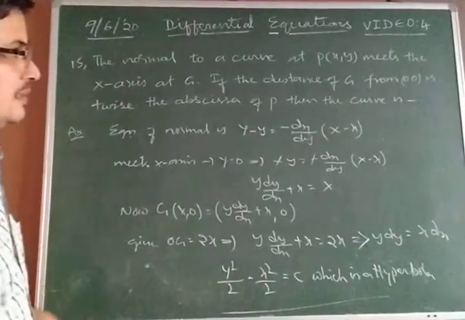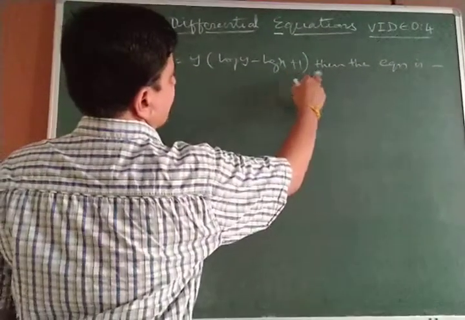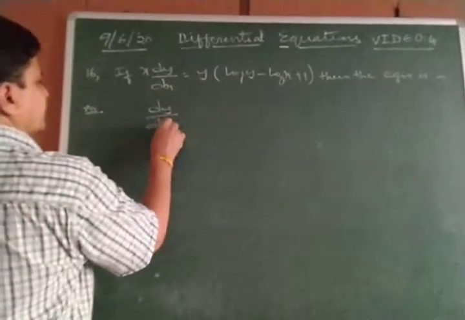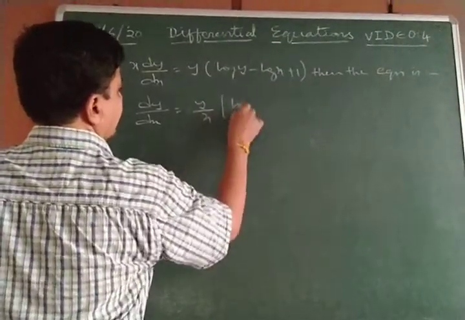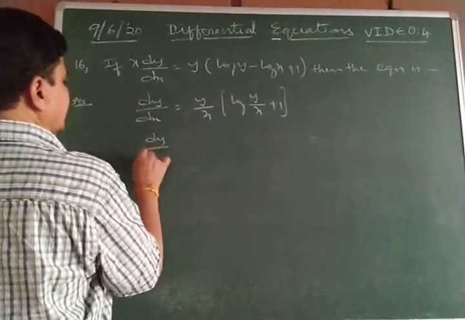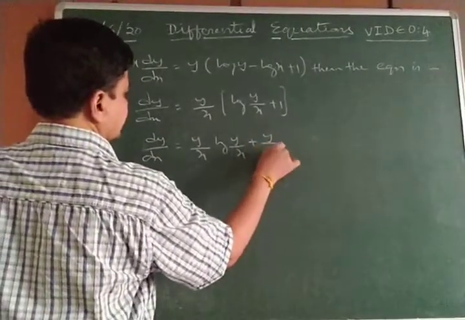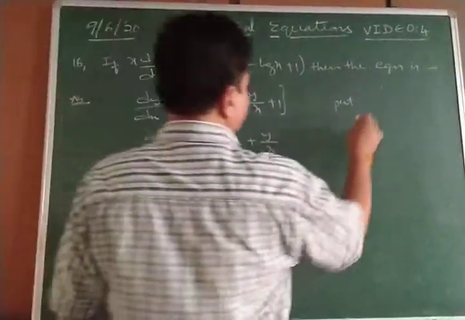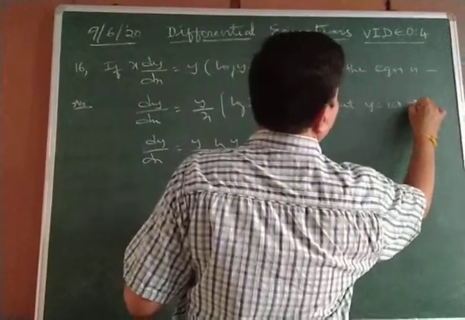Which represents a hyperbola. Next problem: dy/dx = y(log y - log x + 1). Now the given equation can be written as dy/dx = (y/x)(log m - log n is log m/n)... so dy/dx = (y/x)(log(y/x) + 1), that is (y/x) log(y/x) + y/x. This type of equation can be solved by taking y = vx. That means y/x = v.